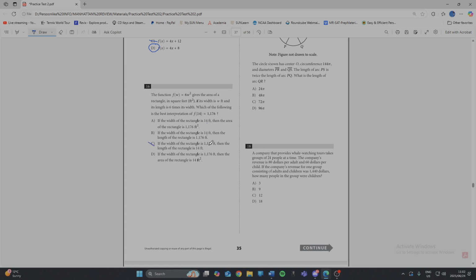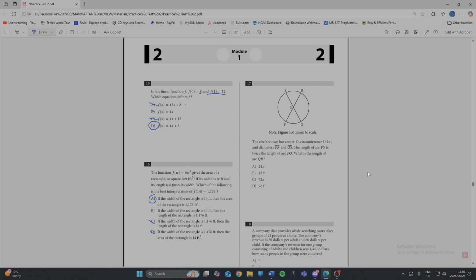Okay, so C is obviously wrong because the width of the rectangle is 14, and D is obviously wrong because the width of the rectangle is 14. And it equals 1176. So what it equals, it gives the area of the rectangle. So it also needs to state that the area is 1176. So then the area of the rectangle is 1176. Okay, so A would be correct here, because if you look at what w means and what the result of the equation means, A states both of those. B says that the length is 1176. That's false because the area is 1176. Remember, so A would be the answer in this case.